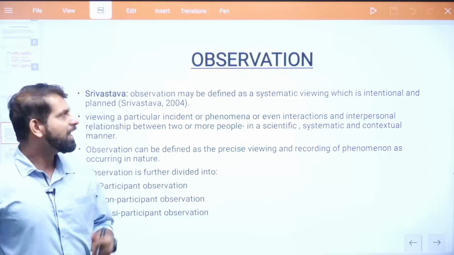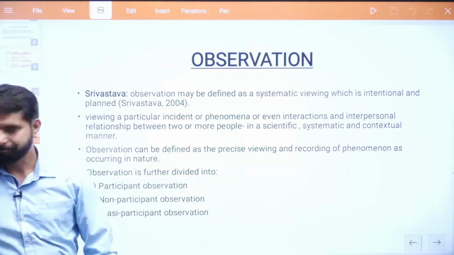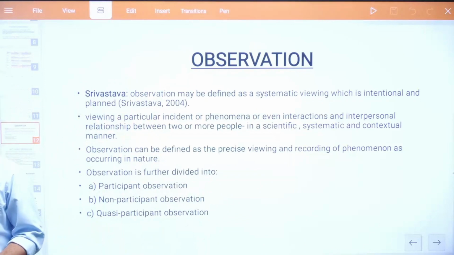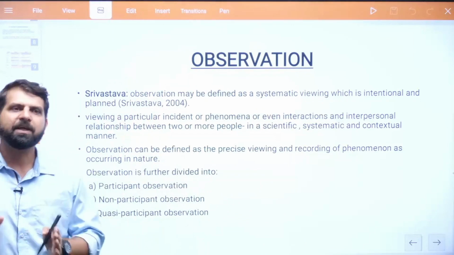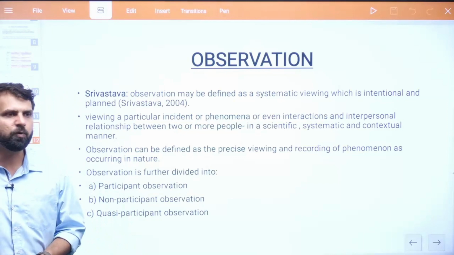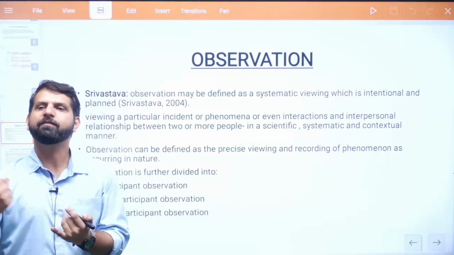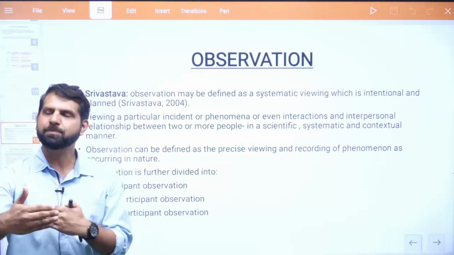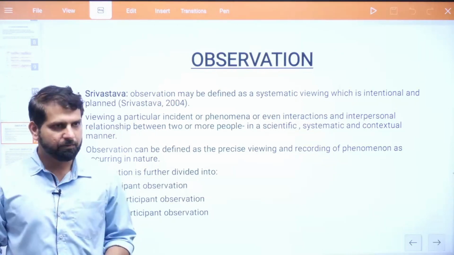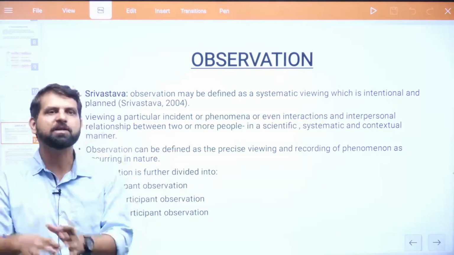So observation, as we know, Srivastava defines observation as systematic viewing. Systematic viewing which is intentional and is planned. Something you are seeing intentionally and planned means whatever you are viewing things around you. Suppose if I am teaching you, if I am observing you, that means I will observe how do you communicate with me through space, what is the distance between you and me. How do you communicate through your body language with me. So that is intentionally I am trying to understand how do you situate yourself in this classroom.